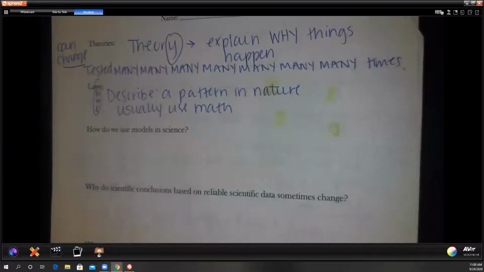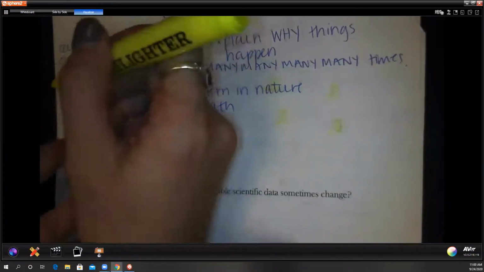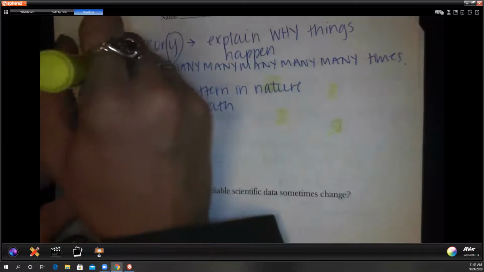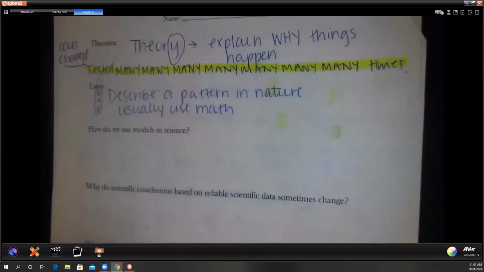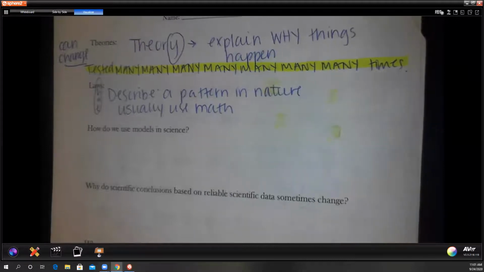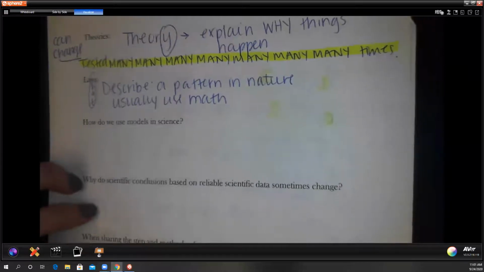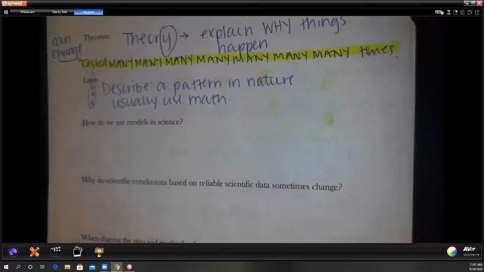The most important part of this, I'm not going to lie, is knowing that theories can change and they're tested many, many times. Laws don't change. Laws are like they're written in stone, like the 10 Commandments of science, if you will. Theories can change, though. We talked about this.